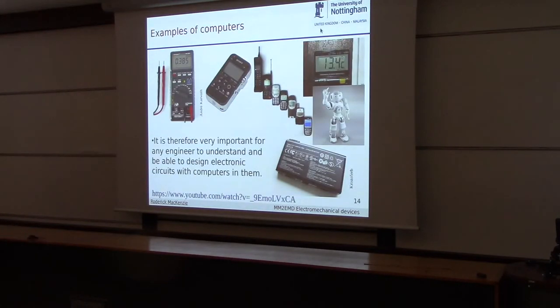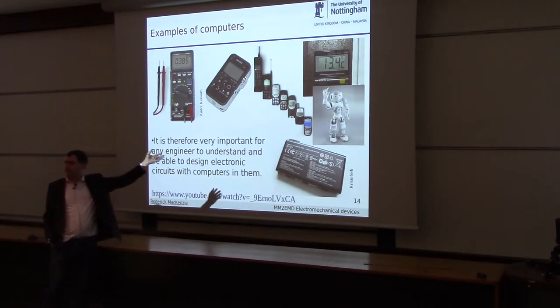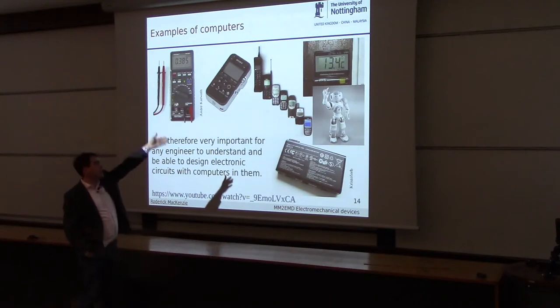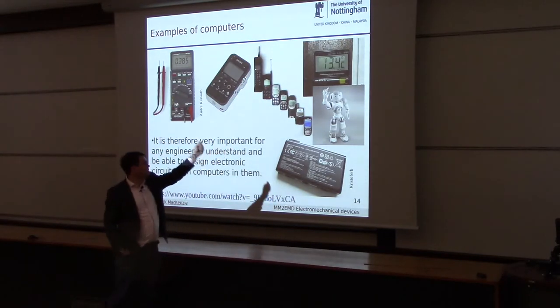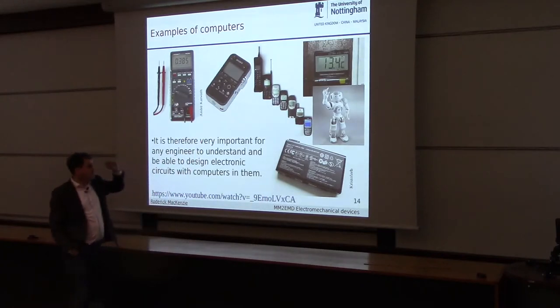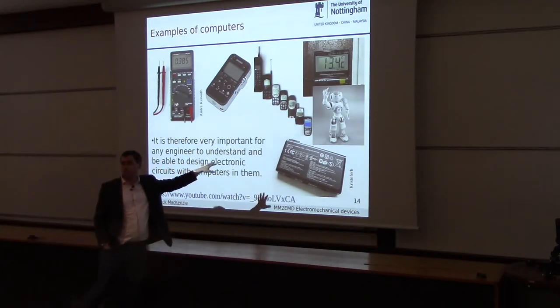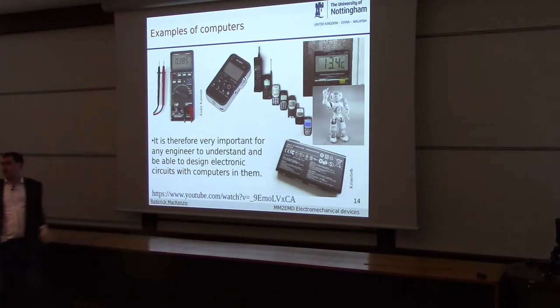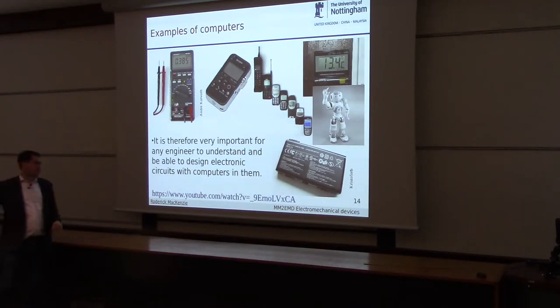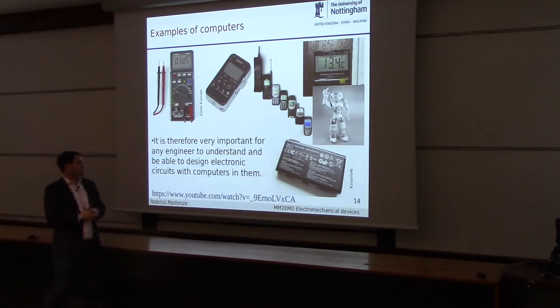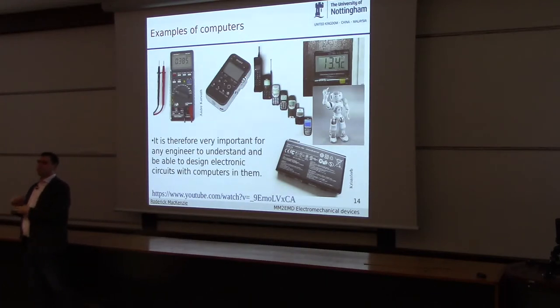So here are some examples of computers where you may not expect to find them. A voltmeter has a computer in it. MP3 players have computers, and phones have massive computers. In fact, some of them these days are supercomputers. A thermometer probably has a computer in it. That little robot there has two or three computers. Even the battery for your PC has a computer in it these days. Its only job is to count charge going into the battery and count charge coming out of the battery, and make sure you don't try to overcharge it because it will catch on fire. So it's basically this computer making sure your laptop doesn't catch alight when you try to charge it.